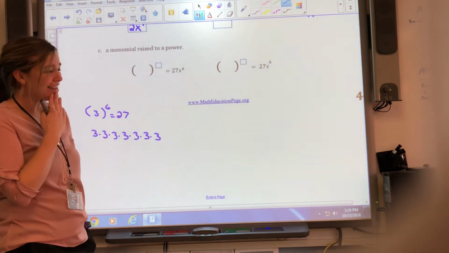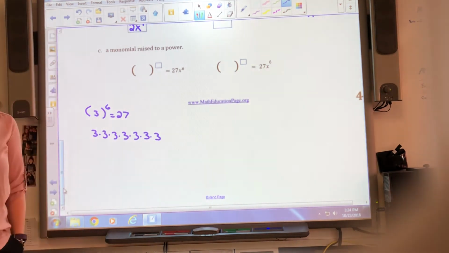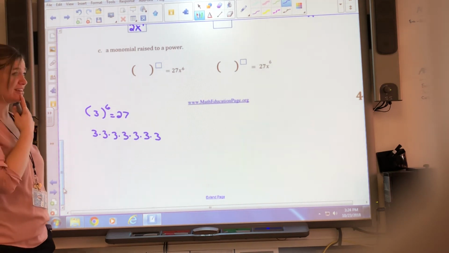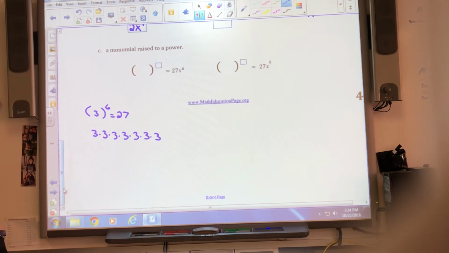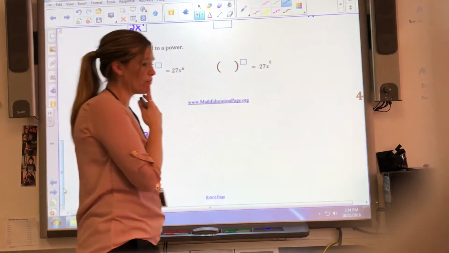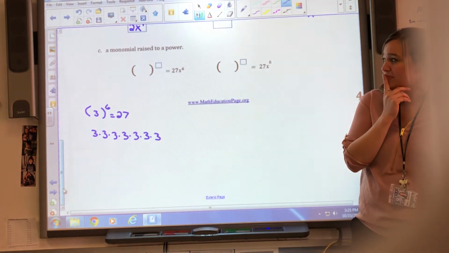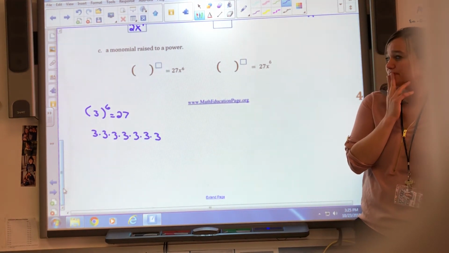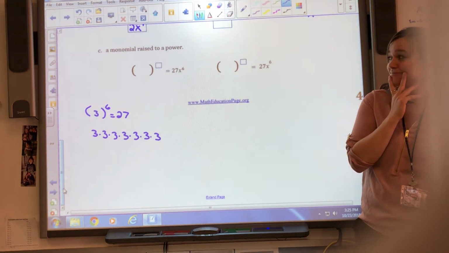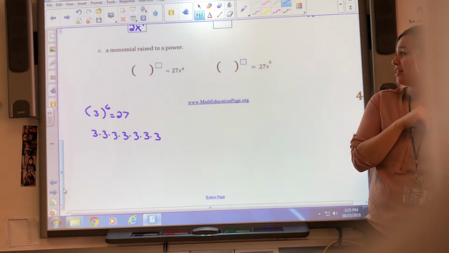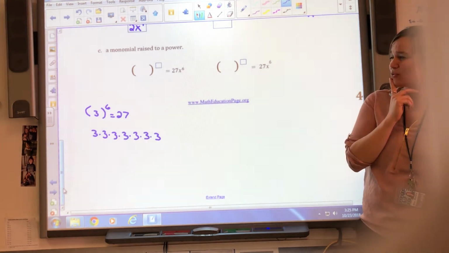So the way that I do this is going to be kind of tricky. But I'm going to think, okay, what could I possibly raise and get 27? And it says to the 6th power on the outside. So, a little bit harder. Pause this, you think about it. Okay, welcome back.